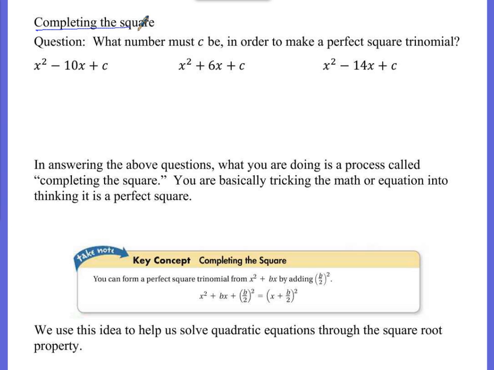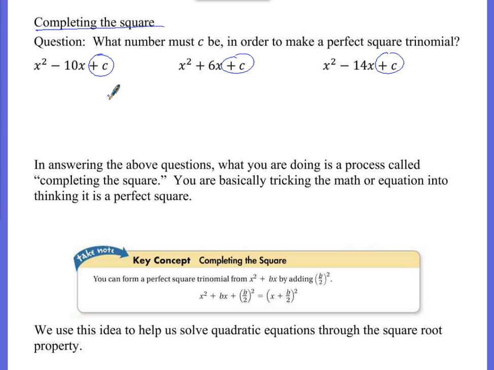We need to learn how to do what's called completing the square. If you're going to complete the square, then you're trying to make a perfect square trinomial. So the question here is, what do each of these c values need to be in order to turn these problems into perfect square trinomials? So what's the first one got to be? I want a number. What number has to go in for c?